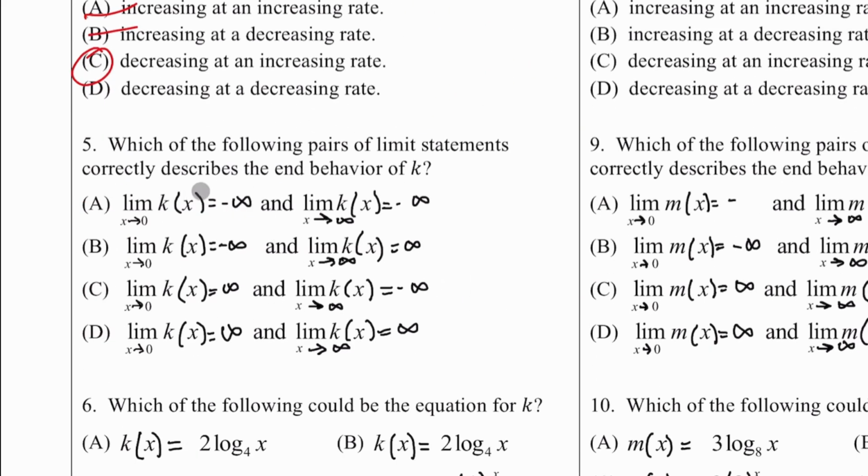So we see these two have negative infinity for the left, so they're wrong. They're wrong. Positive infinity, this is negative infinity, so C is our answer there.